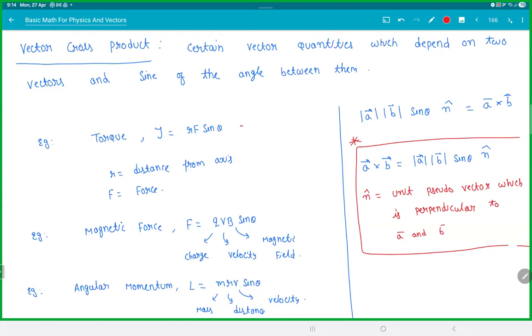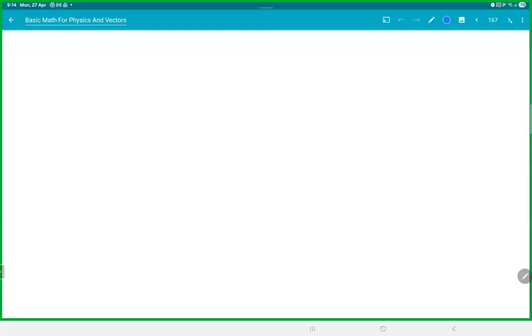Then this formula becomes torque is equal to R cross F bar. This formula becomes F is equal to Q into V cross B. This formula becomes L bar is equal to M into R cross V. So this is how you will see the formulas later on in terms of cross. Any doubt so far?